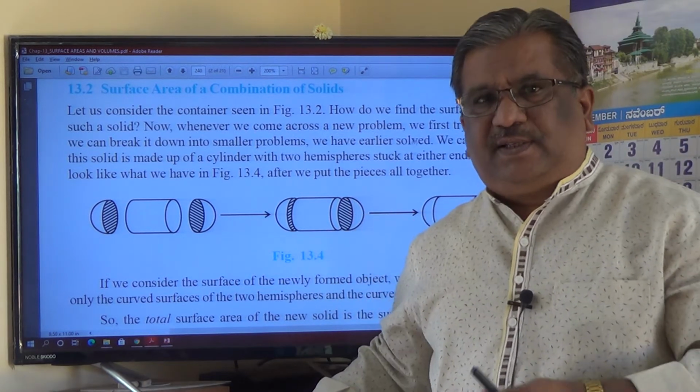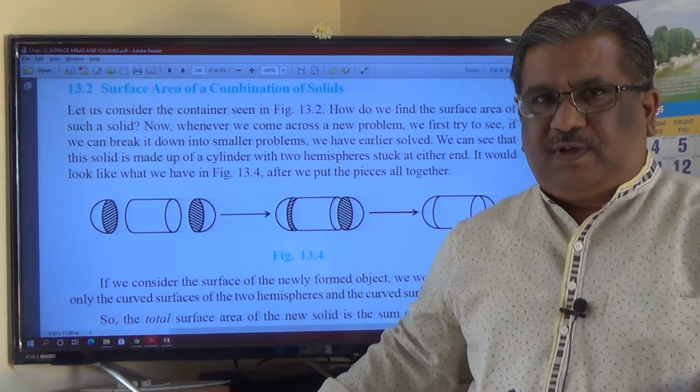So if you have a look at these example sums, I think the camera can be brought a little bit closer so that they can see.